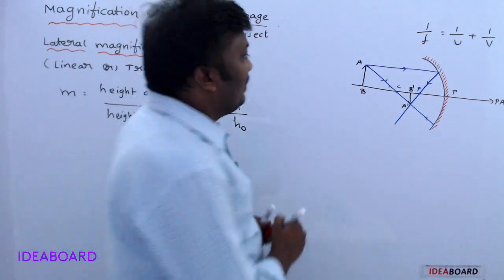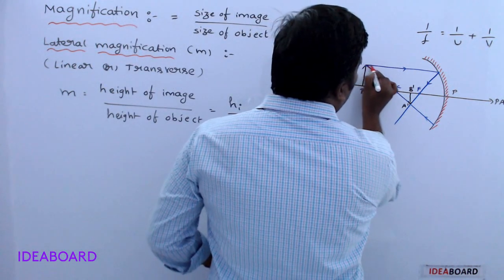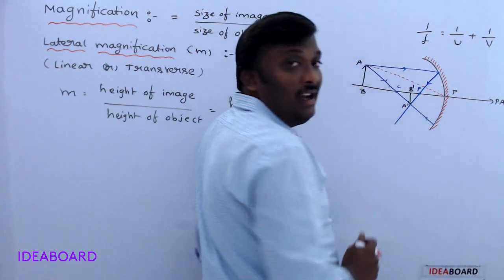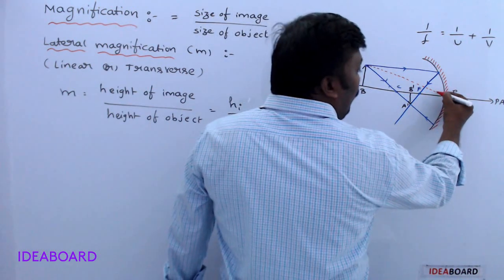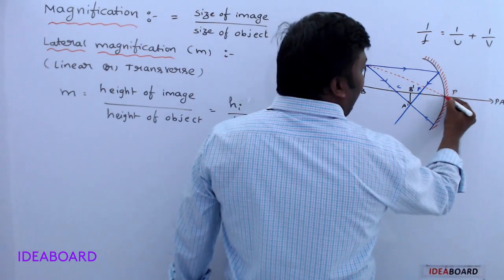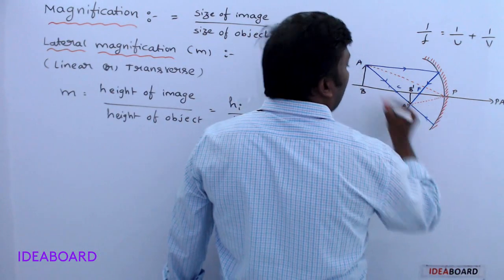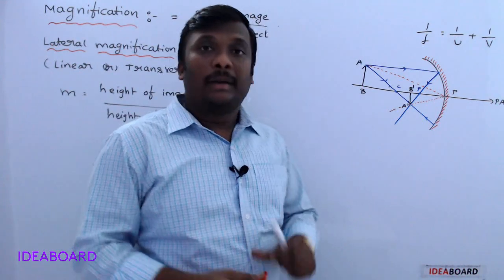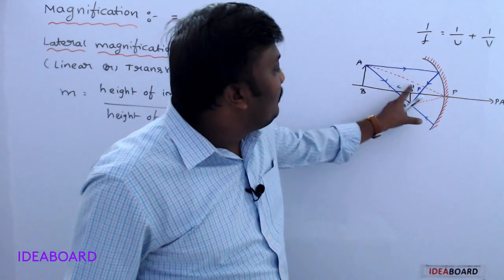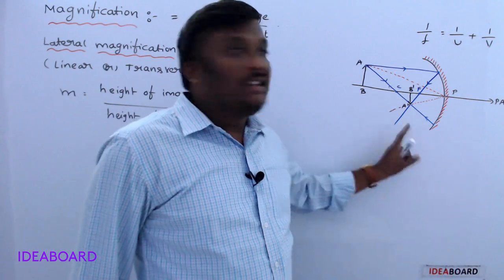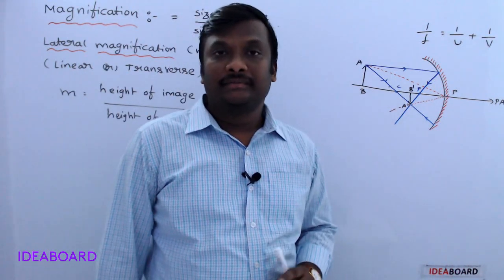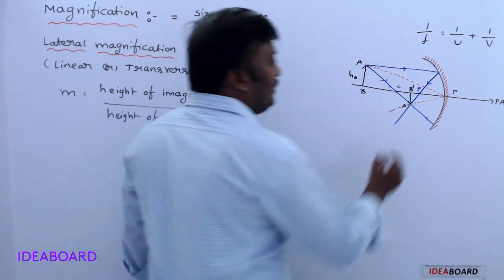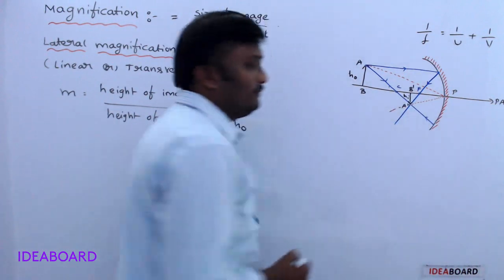You need not take only two rays. If you want to take a third ray, suppose this ray which is directly incident at the pole of the mirror, then with whatever angle it is incident, with that same angle it is reflected back. So you can take many rays, but this A dash B dash represents the image of this extended object. Now let this be H naught and this be HI.